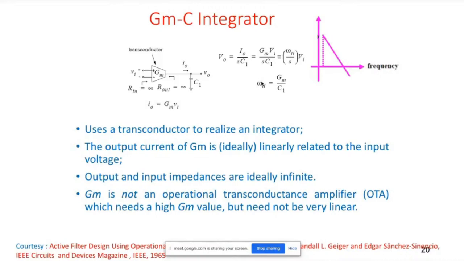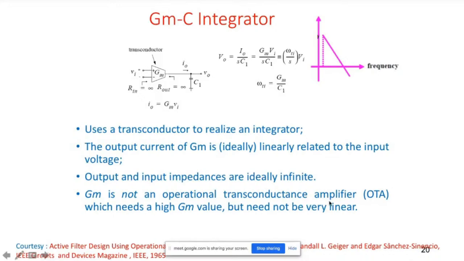So just by increasing or decreasing my gm, the transconductance, I can increase the unity gain frequency, that is the bandwidth. Now, use a transconductor to realize an integrator. Output current is ideally linearly related to the input voltage through gm. Linearity is another issue which needs to be addressed. Output and input impedance are ideally infinite, but depending on non-idealities there can be finite input and output impedance. Also, this is not an operational transconductance amplifier, which needs a high gm value but also needs to be very linear.